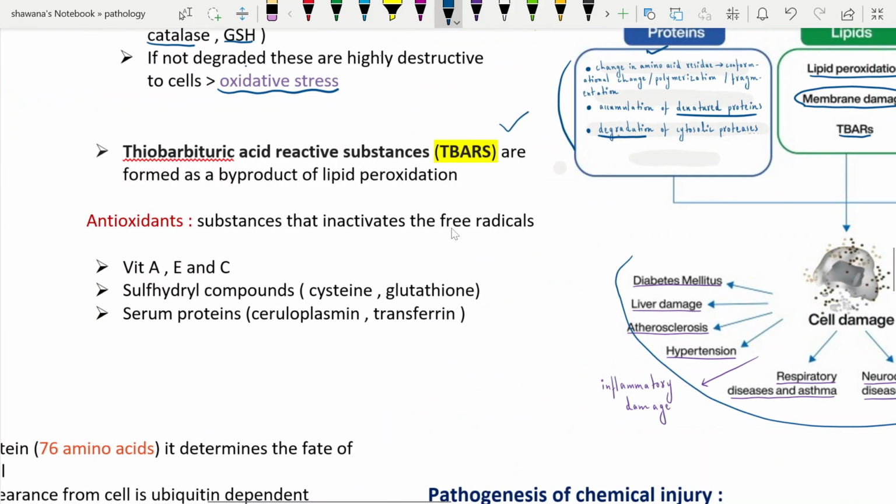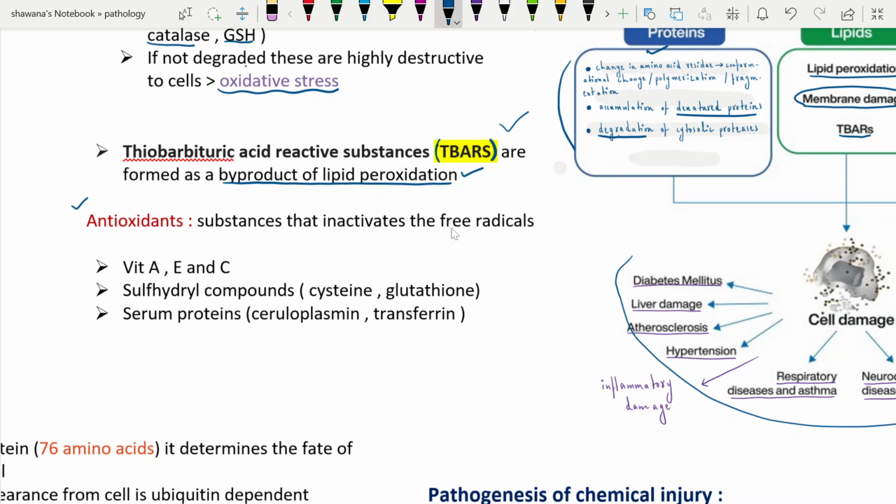What are TBARS? They are known as thiobarbituric acid reactive substances. These are formed as a byproduct of lipid peroxidation, and they are also very damaging for the cell. If we see TBARS in the cell, we would think of lipid peroxidation, and lipid peroxidation is caused by ROS, reactive oxygen species.